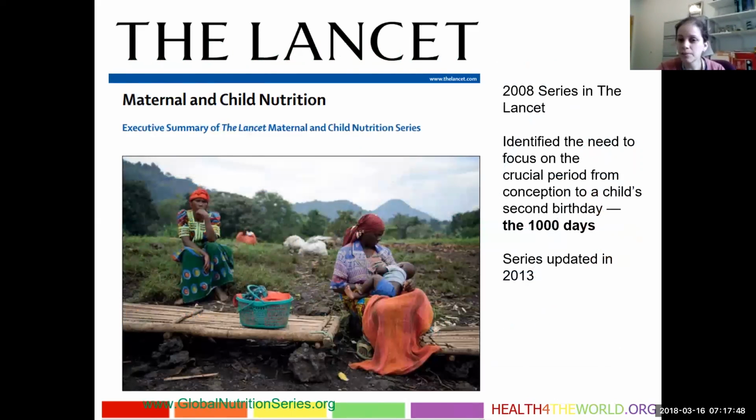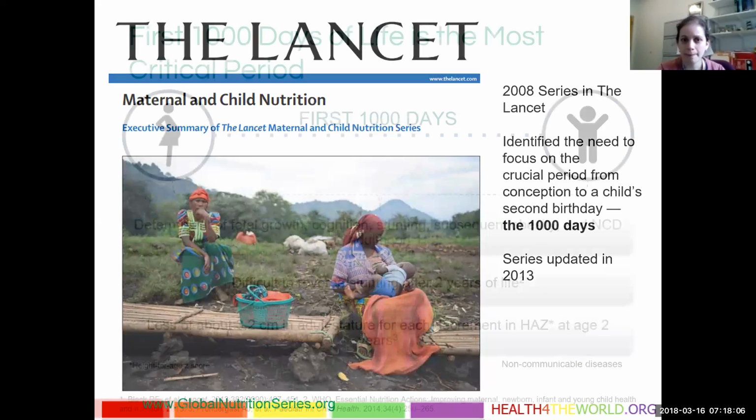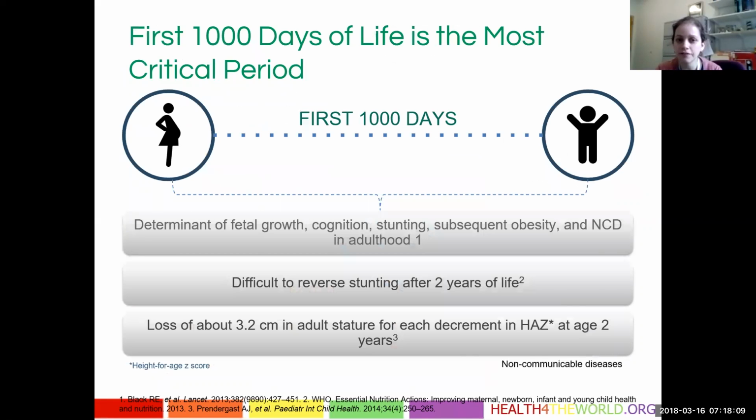The Lancet had a great series published in 2008 and then updated in 2013, focused on the first 1,000 days, so from conception to the second birthday, as a really critical time to focus on malnutrition for lifelong health. So with the first 1,000 days, you have to look at fetal growth, cognition, and the subsequent effect on stunting, obesity, and diabetes in adulthood. And the reason for this focus on the first 1,000 days is because after 2, it's really hard to reverse these things. Stunting becomes irreversible for the most part.